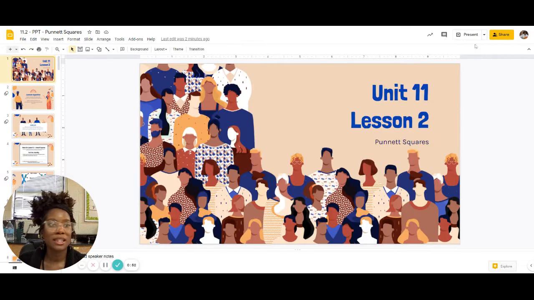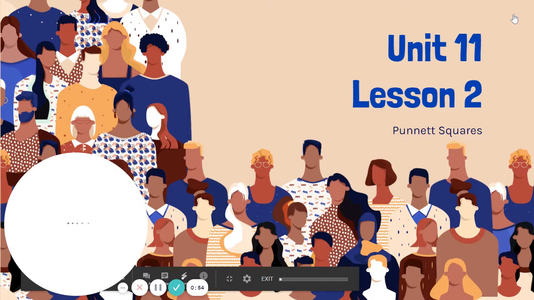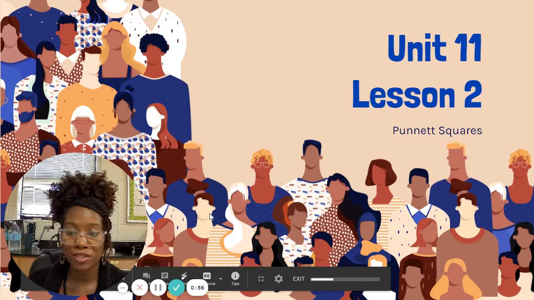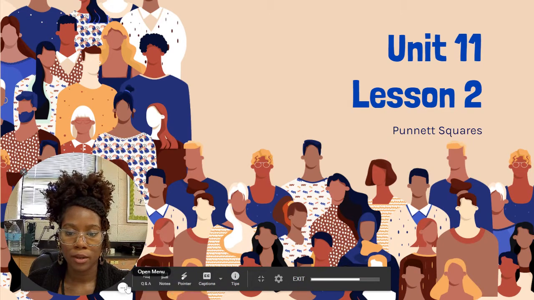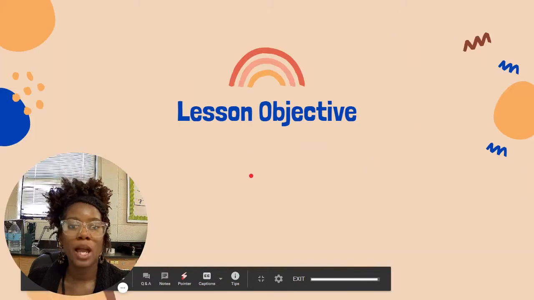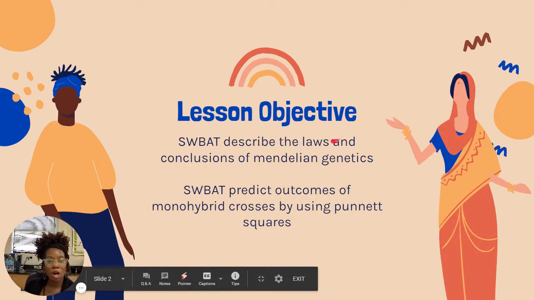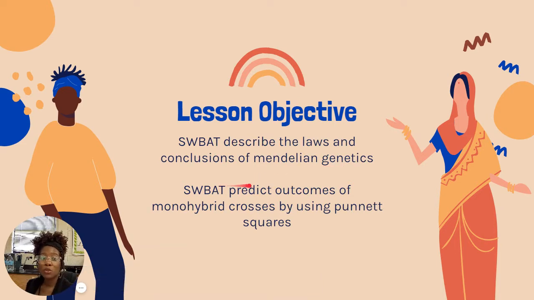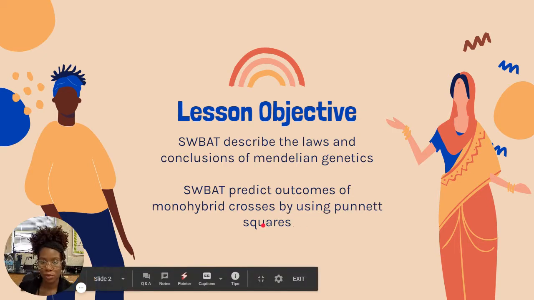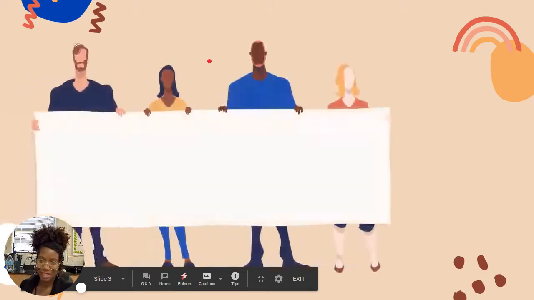Okay. So Unit 11, Lesson 2, Punnett Squares. Make sure you have your notes out because we are starting right at the top. Our lesson objective is that students should be able to describe the laws and conclusions of Mendelian genetics. Students should also be able to predict outcomes of monohybrid crosses by using Punnett Squares. There's a bunch of words in here that we do not know yet, but we will learn them today.